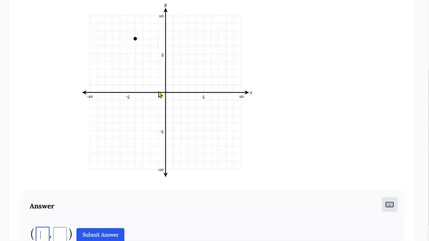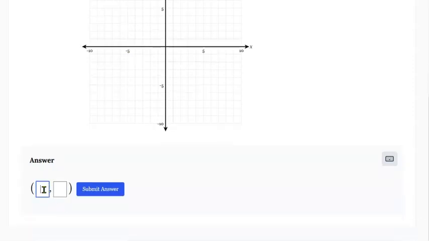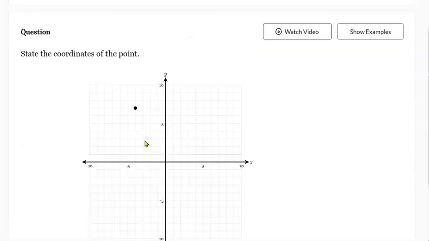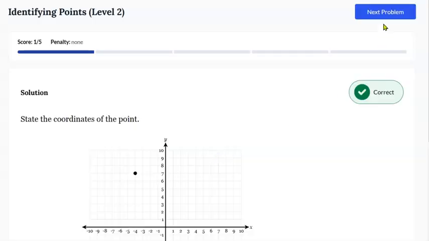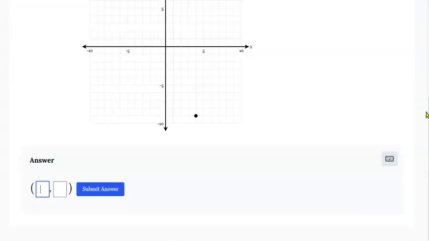Count these square boxes, first along the x-axis, -4, and type your answer here. Then count up the y-axis, 7, and write your number in the second blank. Again, you always count along the x-axis first.